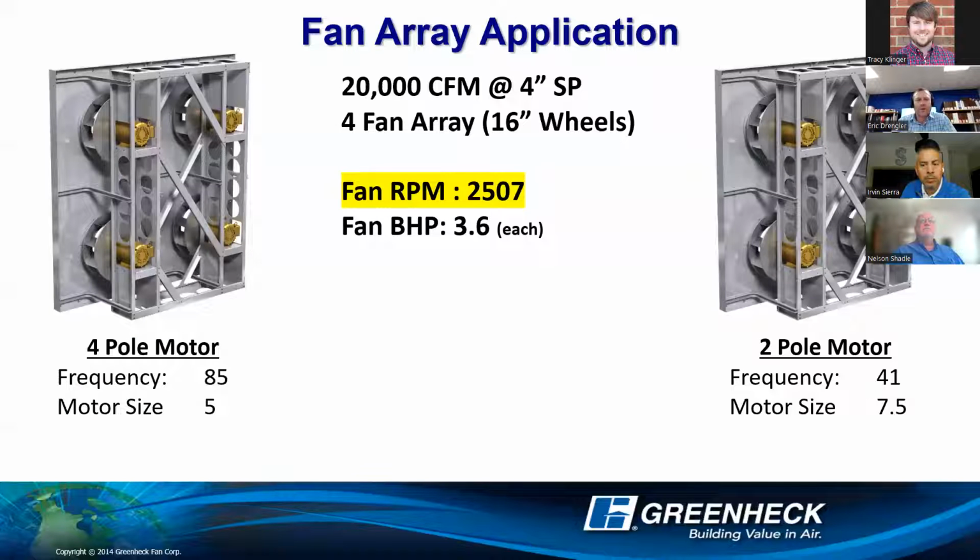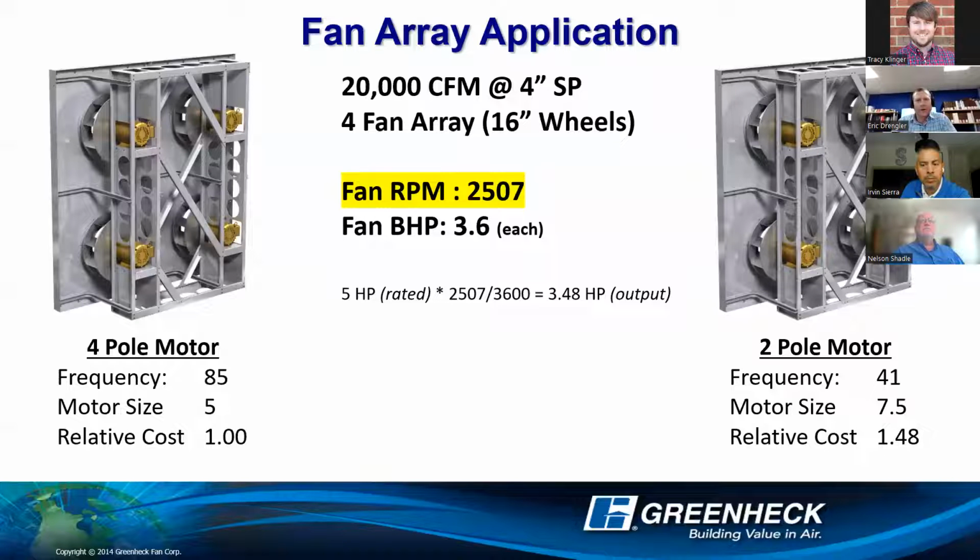So the message is basically when you're underspeeding motors, you have to overspeed the motor to create enough torque to hit your horsepower requirements. In this case, that 2-pole motor running at 41 hertz, we have to go up to a 7.5 horsepower motor to create enough torque to produce 3.6 brake horsepower at that speed. And it's just a linear duration. And that is going to affect your cost. In this case, using a 7.5 horsepower 2-pole motor to slow down and oversize is going to cost 48% more than the 5 horsepower overspeeding.